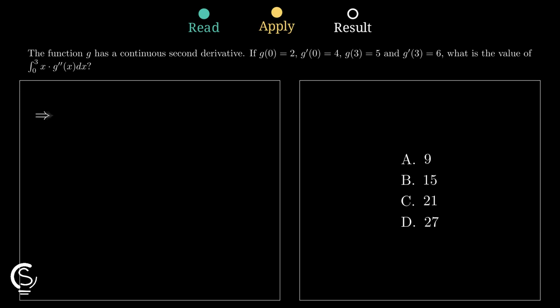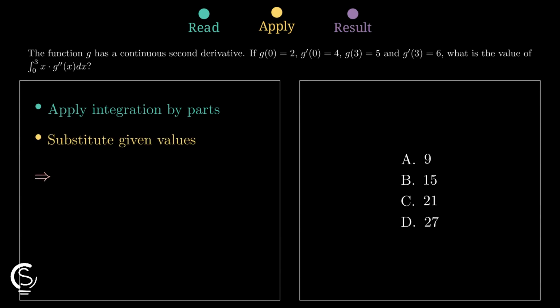Now we evaluate the first part from 0 to 3 and integrate g prime of x to get g of x. This leaves us with a simple expression to calculate. Plug in the values for g and g prime at 0 and 3. We get 18 minus 5 plus 2, which equals 15.